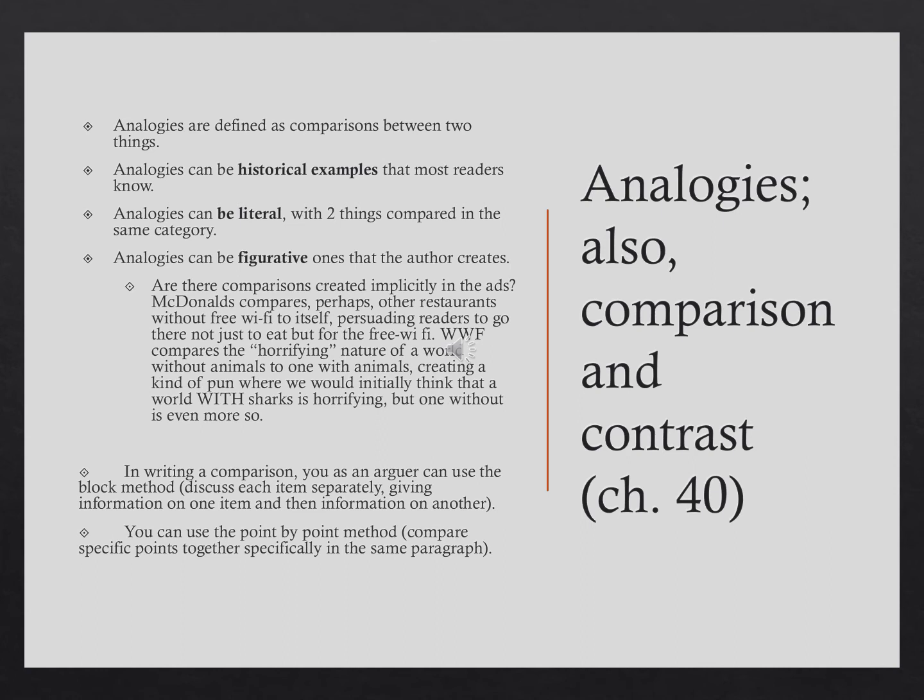So you can use as a writer the block method of comparing two things, which is discussing each item separately, giving information on one item, perhaps in one paragraph, and then on another. Or you can use the point-by-point method, which is to compare specific points together specifically in the same paragraph. So that's something I will likely bring up again when we talk about arguing a position, is how you can perhaps use comparison between two things, whether it's a historical comparison, a literal, or a figurative, to help create proof, remember logical proof, for your argument.